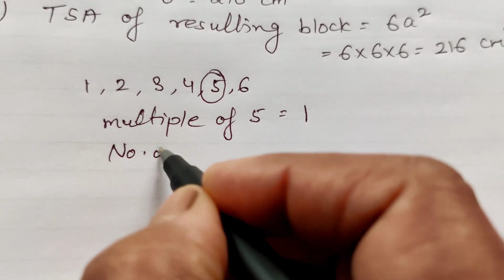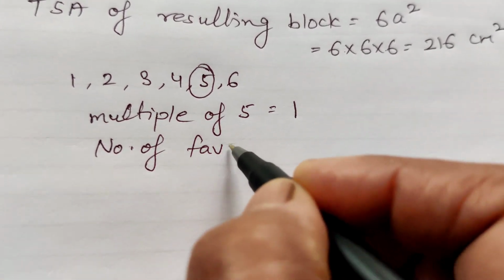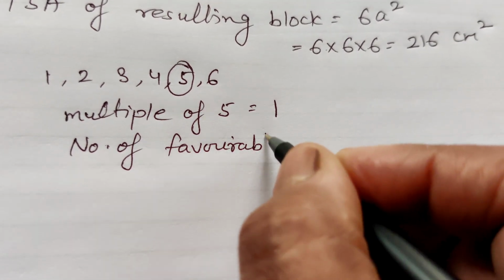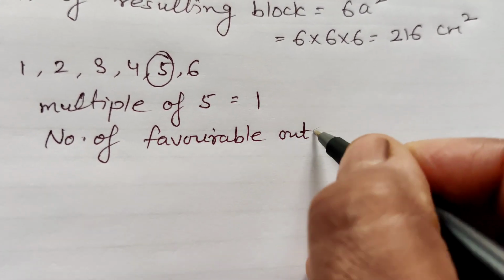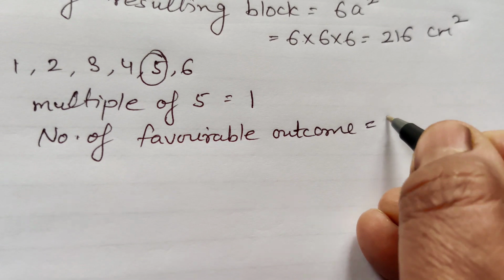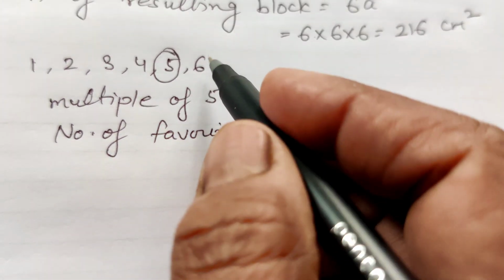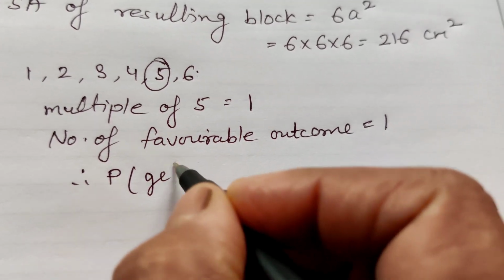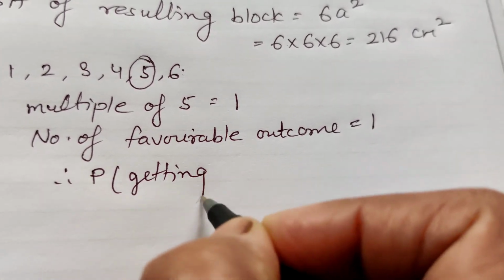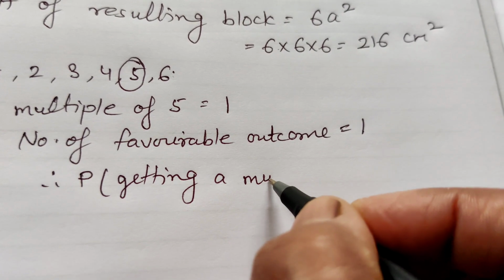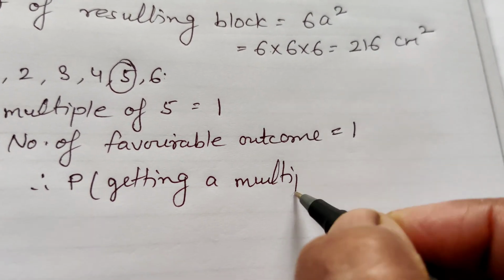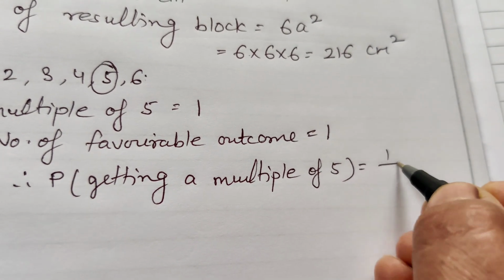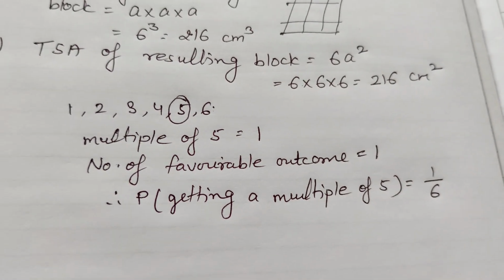Number of favorable outcomes is only 1 and total number of outcomes 6. Therefore, probability of getting a multiple of 5 equal to 1/6. Okay.